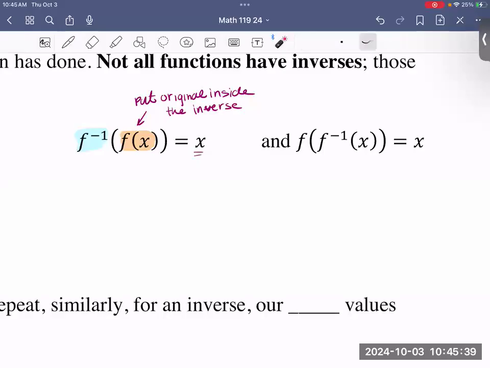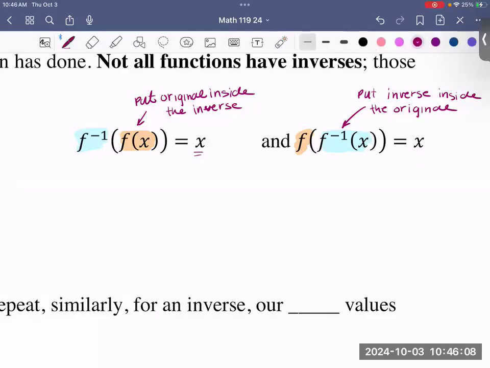Then what you do to one, you also do to the other. You put the inverse on the inside of your original function. So you kind of swap it. Put the inverse inside the original. And if it then again comes out to be an x, it is an inverse. Now, this is how you say your inverse. This right here and this right here is your inverse function.